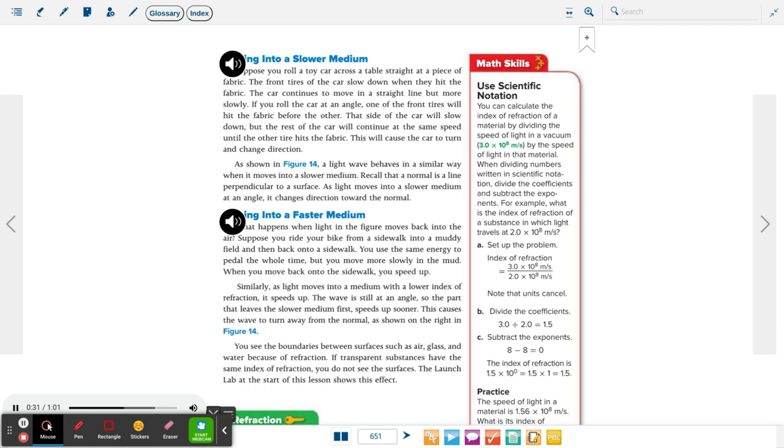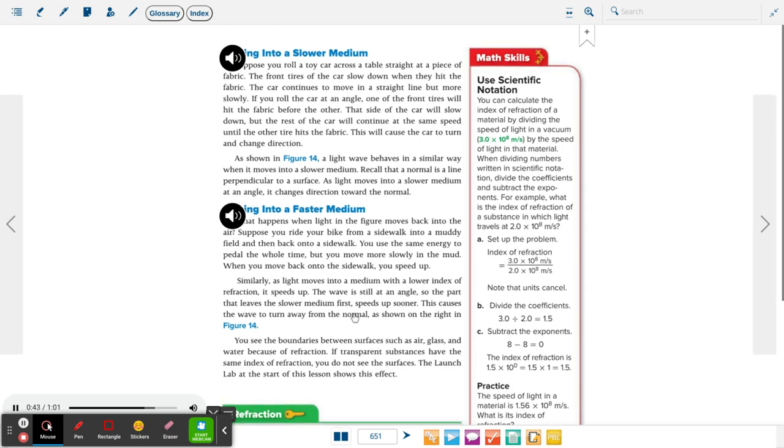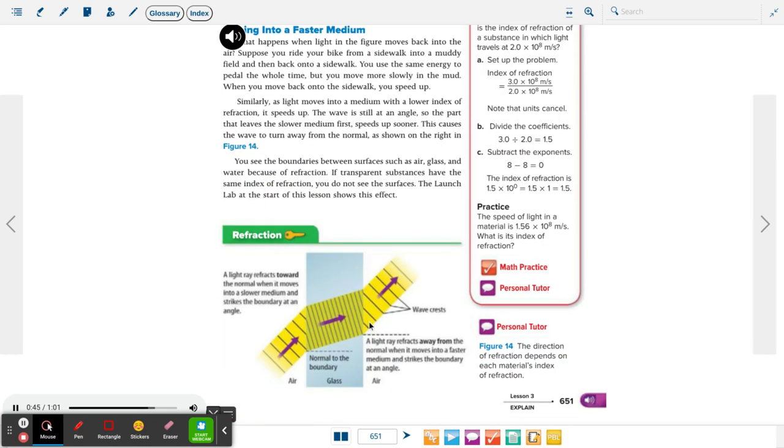The wave is still at an angle, so the part that leaves the slower medium first speeds up sooner. This causes the wave to turn away from the normal, as shown on the right in Figure 14. You see the boundaries between surfaces such as air, glass, and water because of refraction. If transparent substances have the same index of refraction, you do not see the surfaces. The launch lab at the start of this lesson shows this effect.